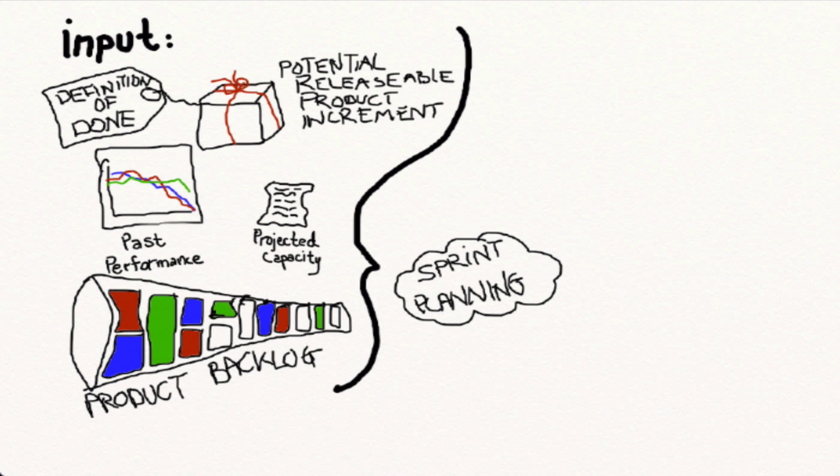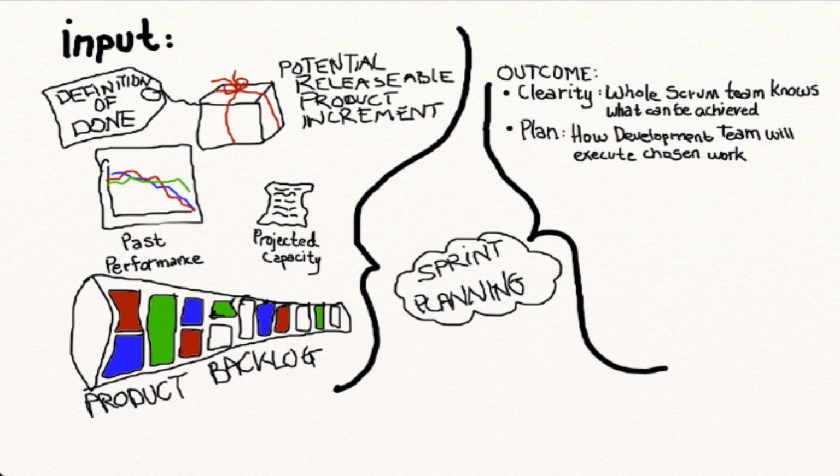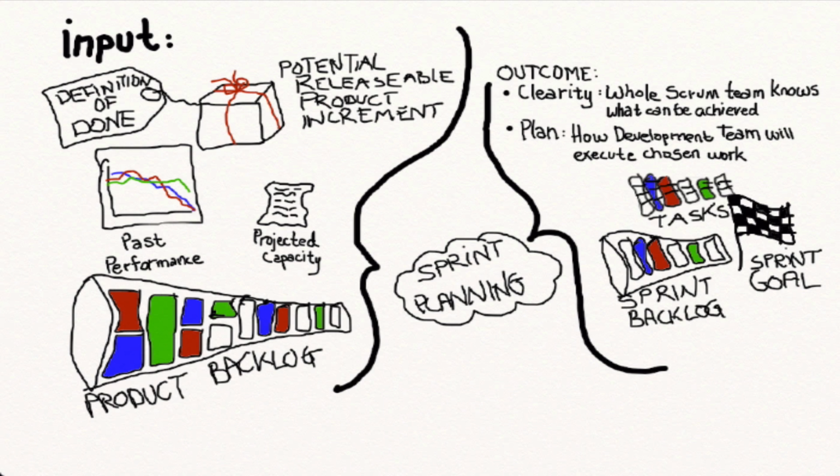The sprint planning event is, as most Scrum events, an opportunity to inspect and adapt. Outcome from the sprint planning is a clear picture for the whole Scrum team of what can be achieved, and how the development team has planned to do the chosen work. Artifacts supporting this is the sprint backlog. The sprint backlog consists of the selected product backlog items from the product backlog and a plan for how it will be achieved. Also, the sprint goal is part of the artifacts being delivered. The product backlog items are broken down into manageable chunks called tasks.